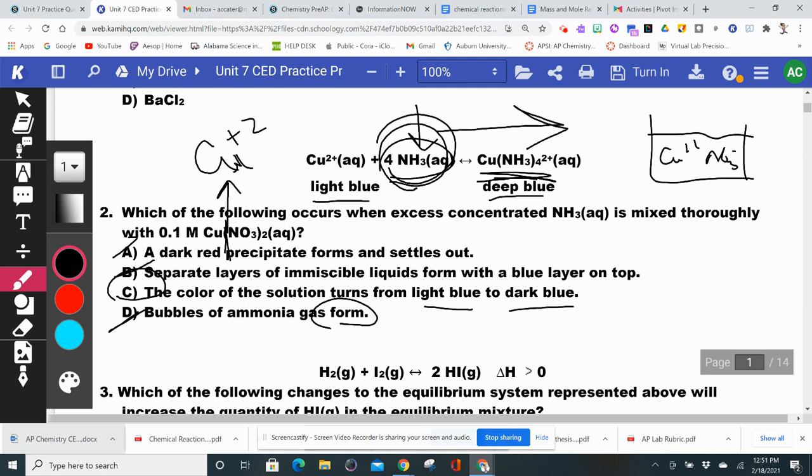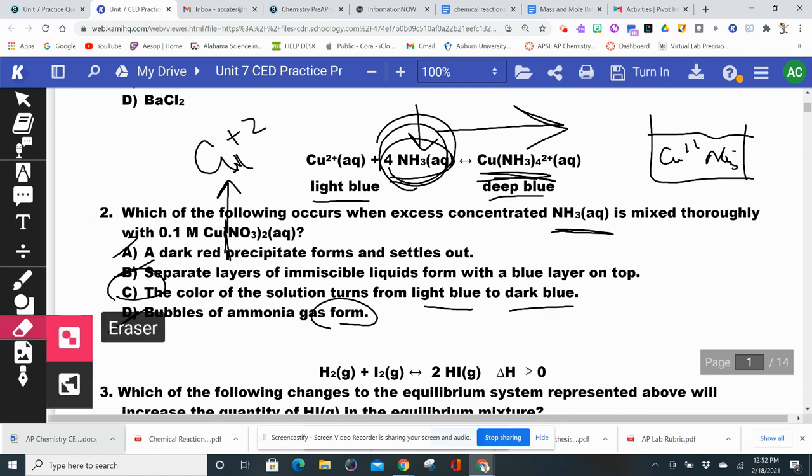Okay? So look at the equation. Look at what they're saying the change is, and then think about Le Chatelier's principle. If I add a reactant, it moves the reaction to the right. If I add a product, it moves the reaction to the left. Okay? That makes sense? Yes, ma'am. Okay. All right. Anybody else?